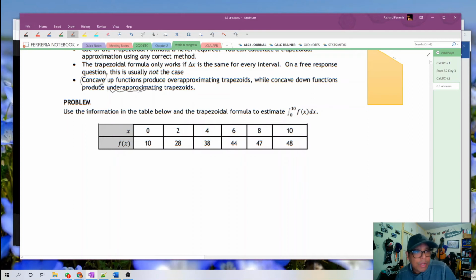Problem. Use the information in the table and the trapezoidal formula to estimate this integral. Well, maybe we should start off by seeing if we can use the trapezoidal formula. So let's check out all the delta x's. This delta x is 2. This delta x here is 2. This delta x here is 2. And I think you're going to see all of our delta x's are going to be 2. So we can use the trapezoidal formula to estimate the integral.